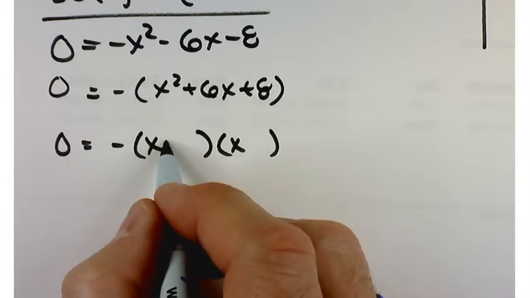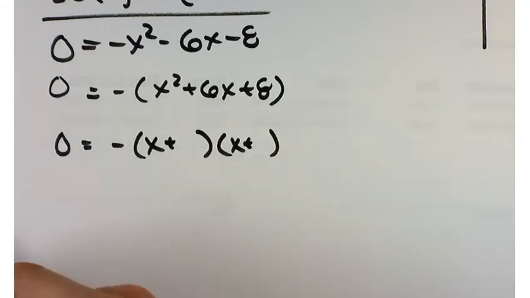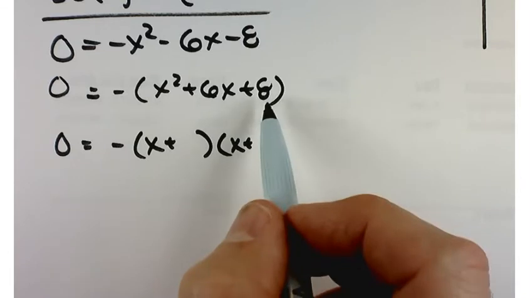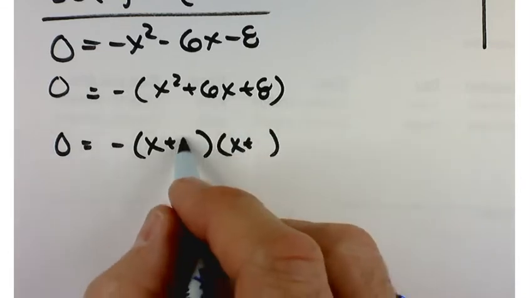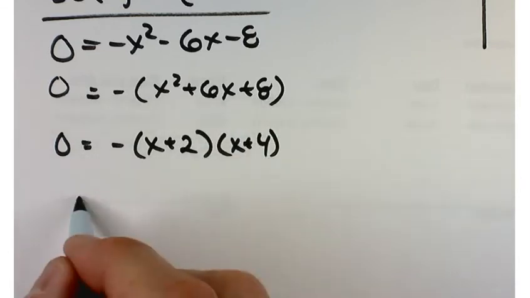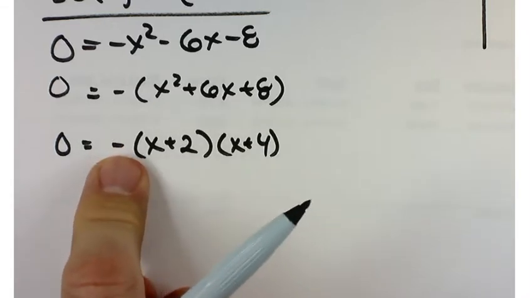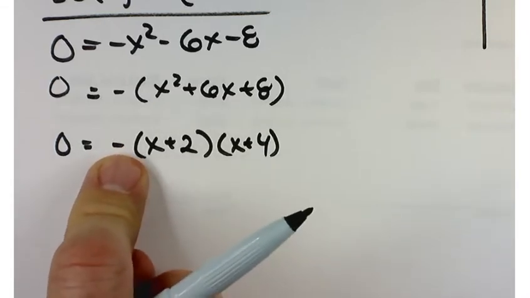It has to be plus and plus. Two numbers that multiply to 8 and add to 6, 2 and 4. Does this negative out in front change anything for us?